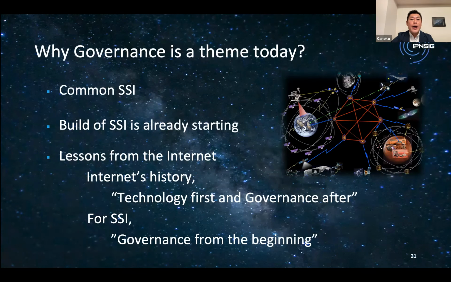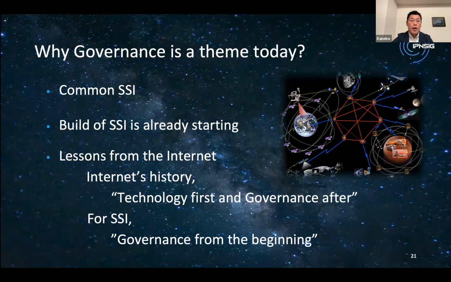So you may be wondering why governance is a theme today. First and foremost, having a common SSI infrastructure enables sustainable and resilient activities in space, and it also allows for innovation. So number one, working toward a common SSI, that's the way to go. Secondly, the build of the SSI is really starting with NASA's LunaNet and ESA's Moonlight programs. Humans will start building infrastructure around the moon and onto Mars. And we've already kind of entered the prologue of the development of the SSI.